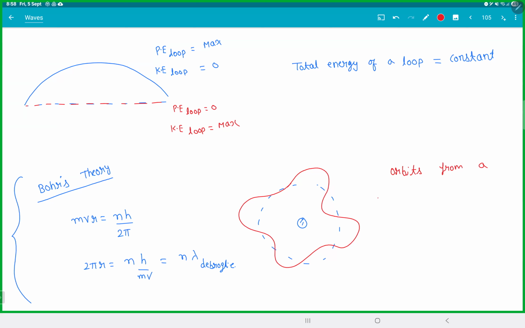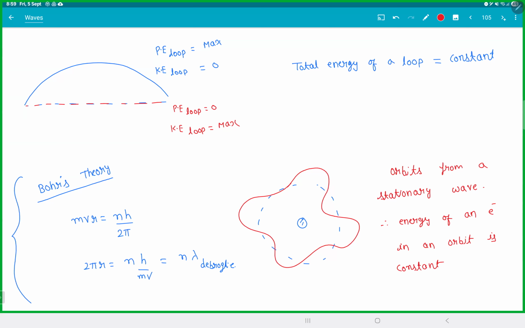Orbits form a stationary wave. And the principal quantum number, if you see, is actually harmonics, or else why should it be an integer? Therefore, the energy of an electron in an orbit is constant. Again, you'll notice these kinds of questions in modern physics, the next chapter after wave optics.